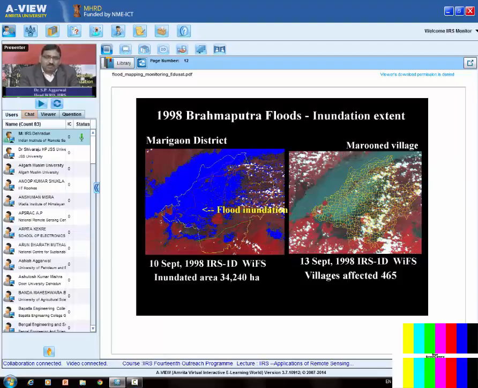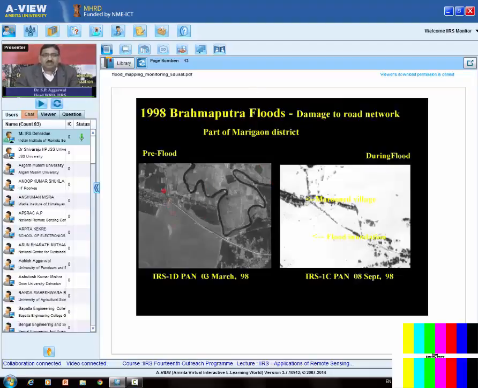I will show you one image which has 5.8 meter resolution to give you information about the road damage. So you can see next, this is the pre-flood road. You can see very nicely a line here. This is the pre-flood road area. But during the flood, you can see this white spot. Basically, the water has inundated the road. Such things you can map.